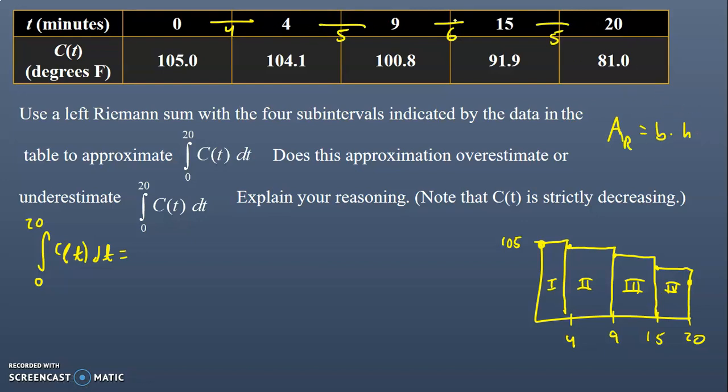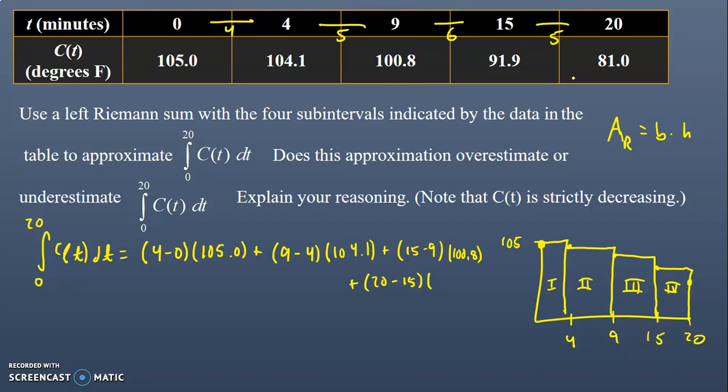Now I already subtracted them up here, but on the AP exam it would be better if we show how we're calculating that base. So we'd do 4 minus 0 times the height on the left, which is 105.0, plus 9 minus 4 times the height that's on the left, which is 104.1, plus 15 minus 9 times the height that's on the left, which is 100.8, plus 20 minus 15 times the height on the left, which is 91.9.